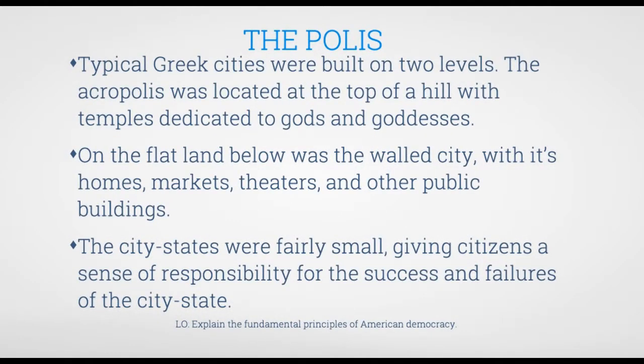Typical Greek cities were built on two levels. The Acropolis was located at the top of a hill with temples dedicated to the gods and goddesses. On the flatland below was the walled city with its homes, markets, theaters, and other public buildings. The city-states were fairly small, giving citizens a sense of responsibility for the successes and failures of the city-state.